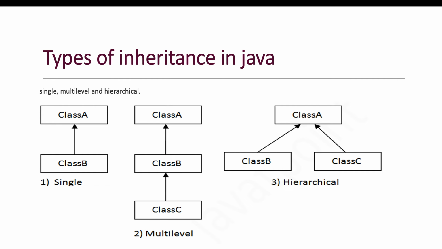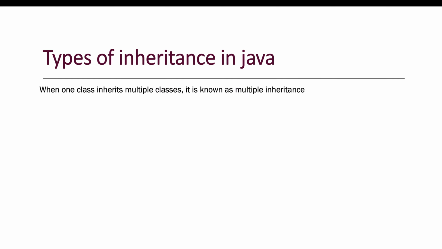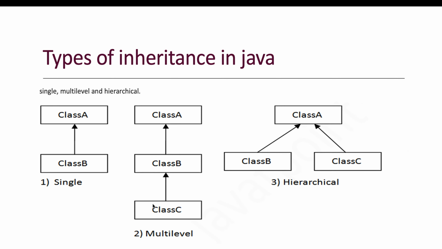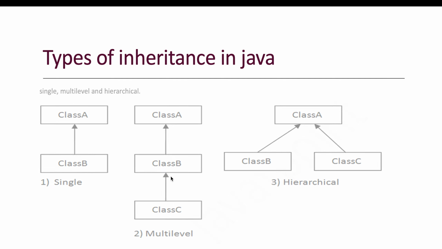And there are a couple of other inheritance types available in C++ which are not available in Java for some reason. We have seen multi-level inheritance here, where one class is extending some other class, and again that class is extended by some other class. So this represents multi-level.